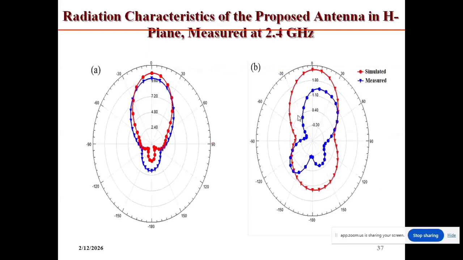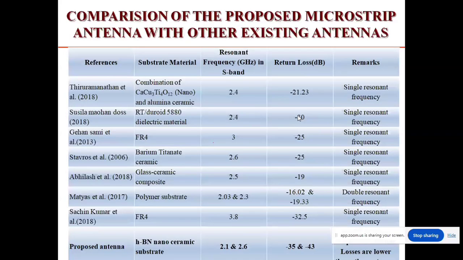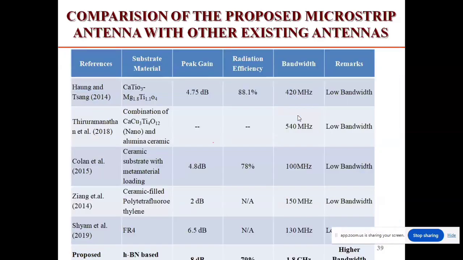This is a comparison of the antenna design using the nanomaterial, that is hexagonal boron nitride nano ceramic material. The antenna performs well as compared to the other ceramic families. There is a combination of nano aluminum ceramic, RT Duroid substrate, and various substrate materials from the ceramic families compared to this antenna design using the hexagonal boron nitride ceramic substrate. The antenna performs well as compared to the other antennas using different materials.